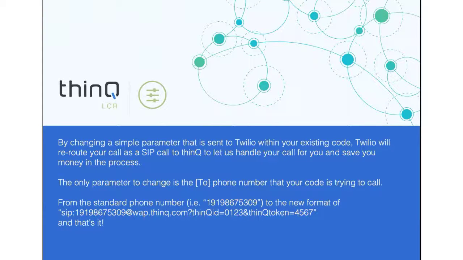As I mentioned, this is simply done by changing a simple parameter within Twilio, essentially where you are making the outbound call. All you need to do is change the to number. Essentially, that is it. Instead of having a standard PSTN phone call, you are going to be changing this out to a SIP call, and we can show you that in the next couple slides.